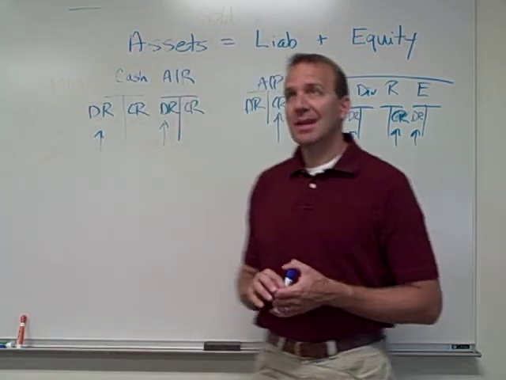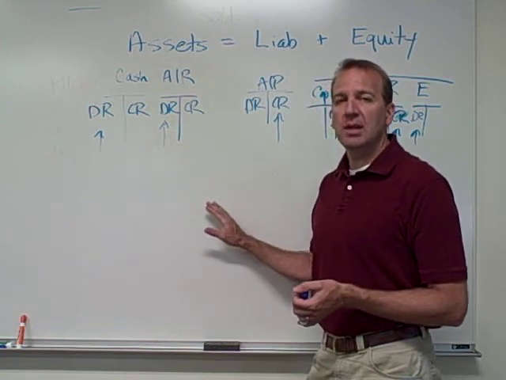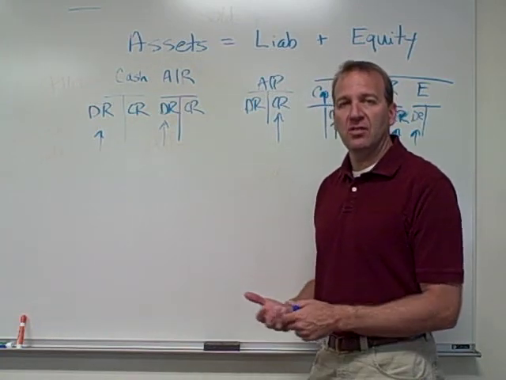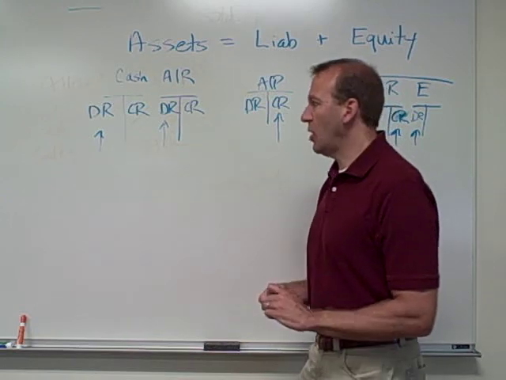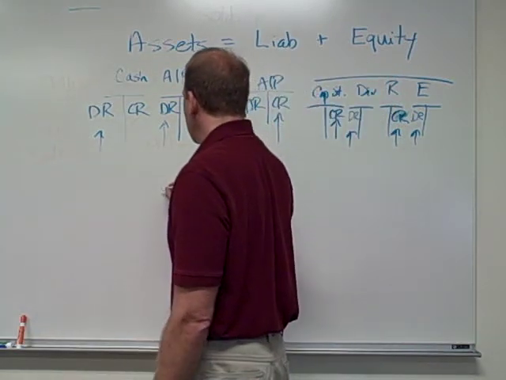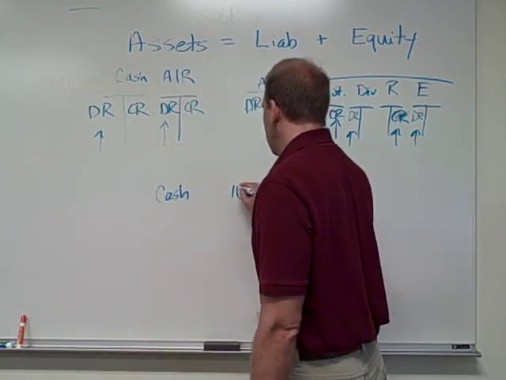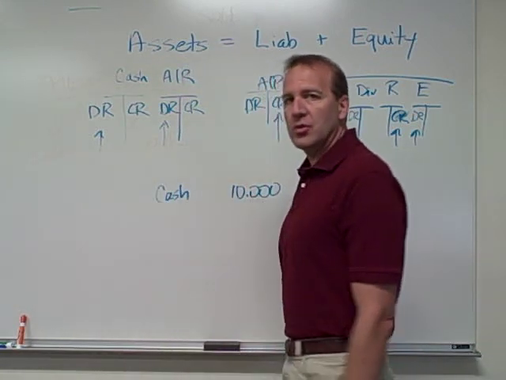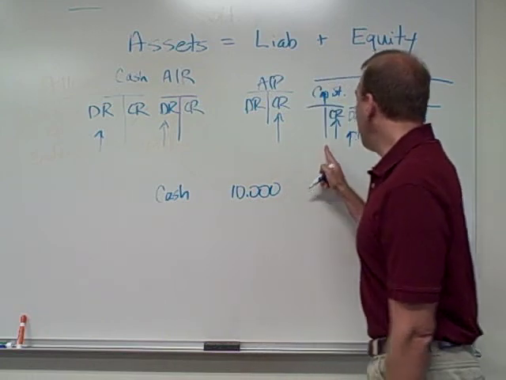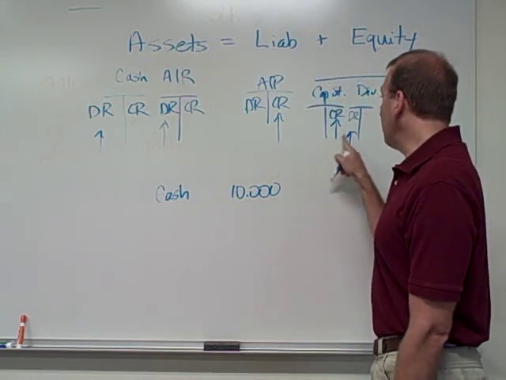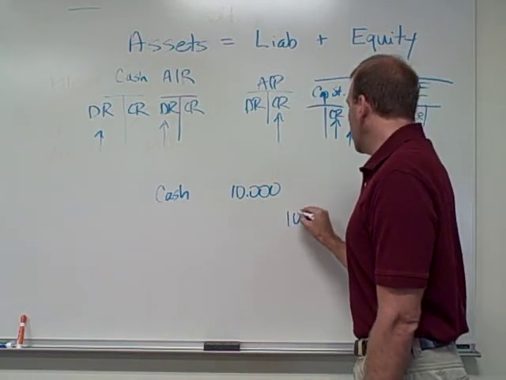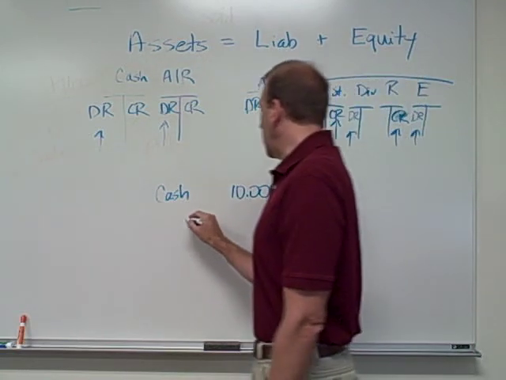So a journal entry, let's say that our owner is contributing, putting $10,000 into the business. Well, what we would do is we would say, well, cash is increasing. So I said it was $10,000, so there's $10,000 right there. And then capital stock is increasing. Well, capital stock increases with a credit. So then we would credit capital stock.